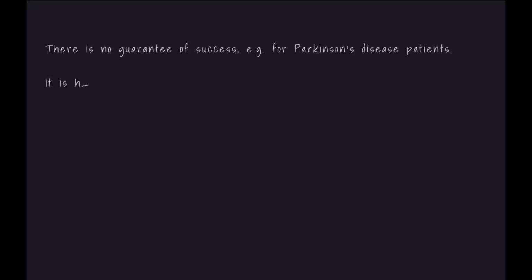At present, there is no guarantee of how successful these prospective therapies will be, for example, the use of stem cells in replacing nerve cells lost in Parkinson's disease patients. Also, a more practical problem is that at present it is hard to find suitable stem cell donors. Obtaining and storing a patient's embryonic stem cells is also technically challenging.